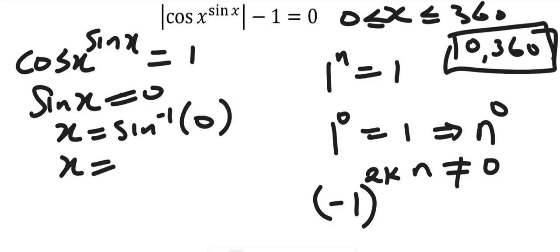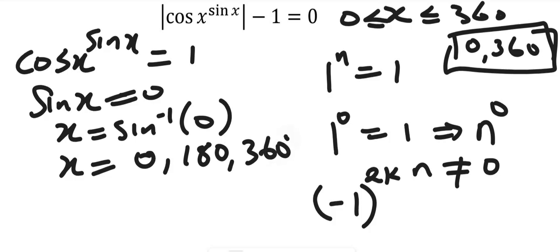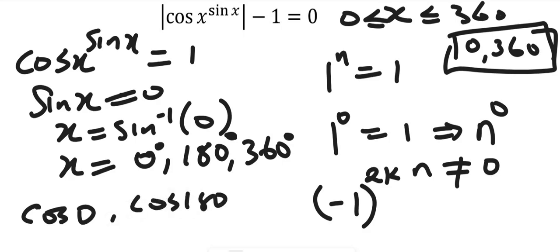So what is sine inverse of 0? The first one is 0, 180 and 360. Sine inverse of 0, you have 0, 180 and 360. So we need to check. Pick up your calculator, press cos 0, cos 180 and cos 360 and see if you will not get 0. If you don't get 0, we are good to go.